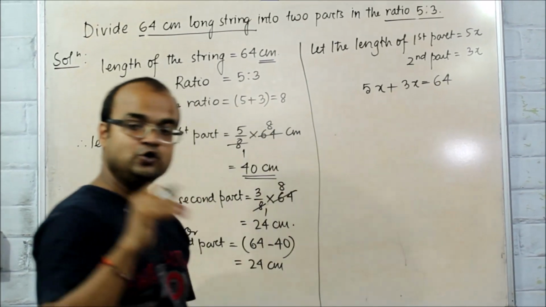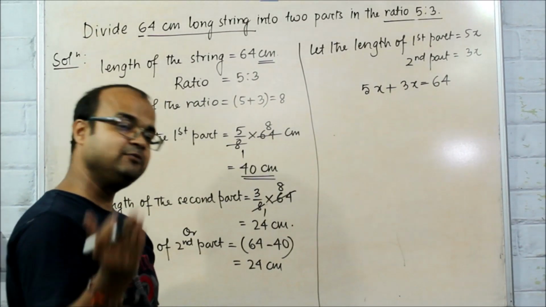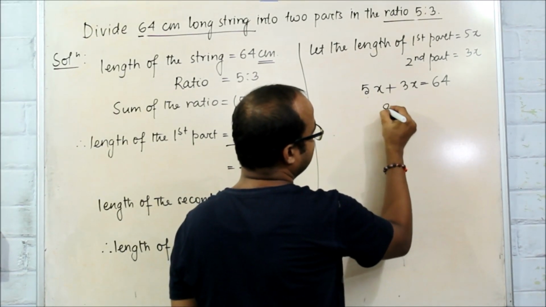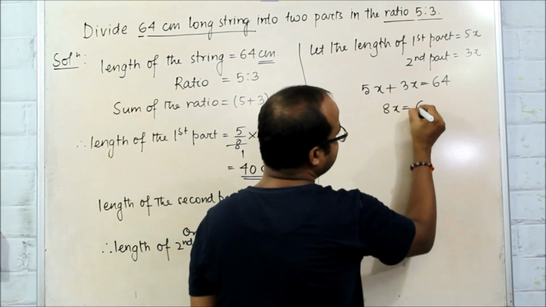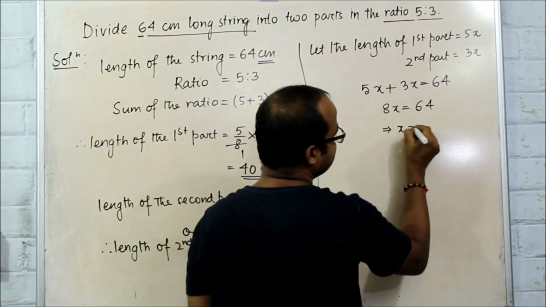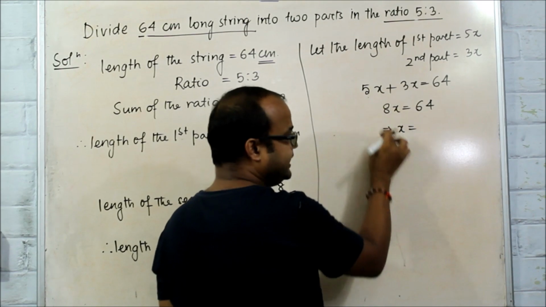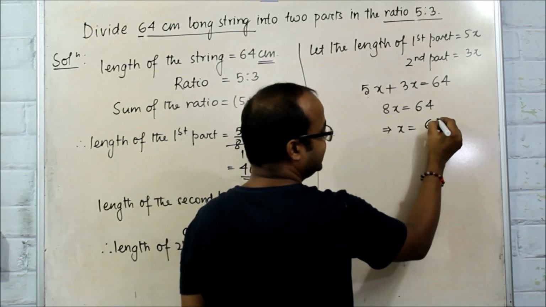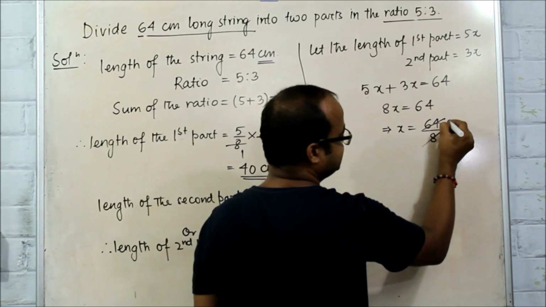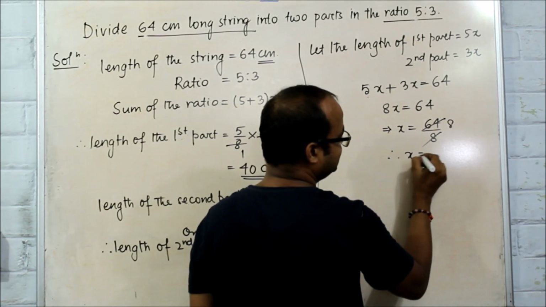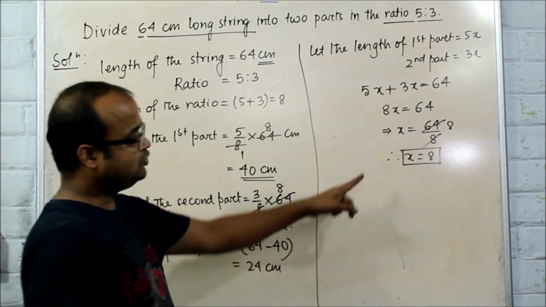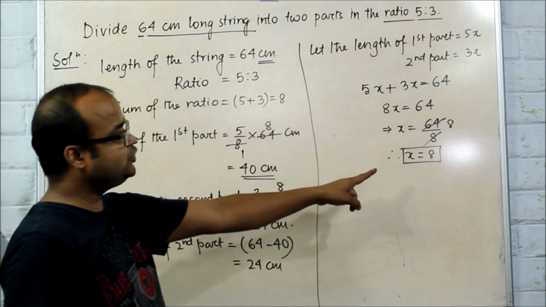Now you know how to solve the linear equation. You have learned it in your previous classes. So 5x plus 3x is equal to 8x. 8x is equal to 64. It implies x is equal to 64 by 8. So 8 will go that side. Here it is multiplied, so when it changes the side, it will be divided. 8 8s are 64. Therefore, the value of x is equal to 8.